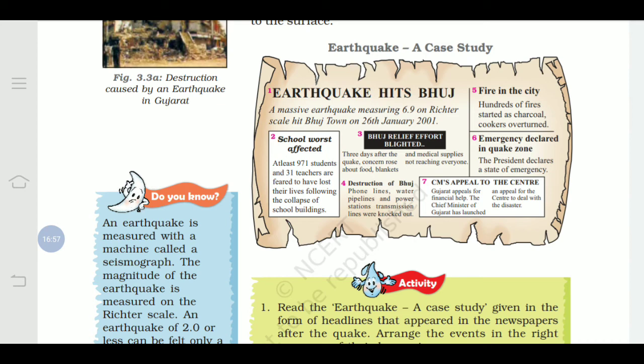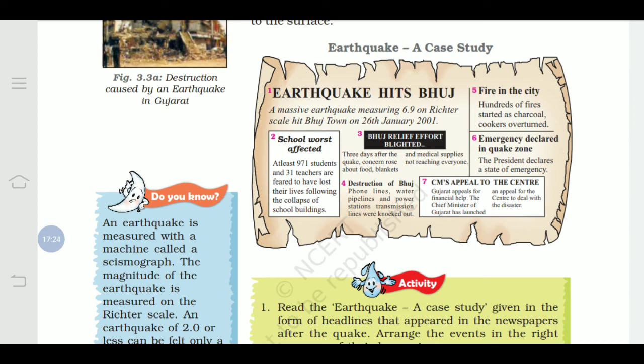Fourth one, destruction of Bhuj. Phone lines, water pipelines and power stations, transmission lines were knocked out. All of this was shut down because of the earthquake. Everything got destroyed. Fifth, fire in the city. Hundreds of fires started as charcoal cookers overturned. This was another tragedy that happened in Bhuj during the earthquake.